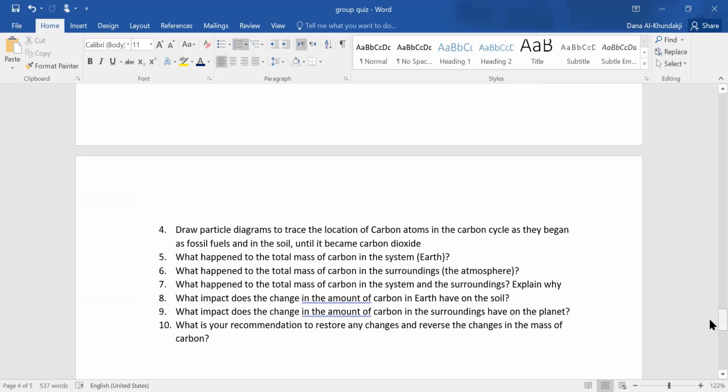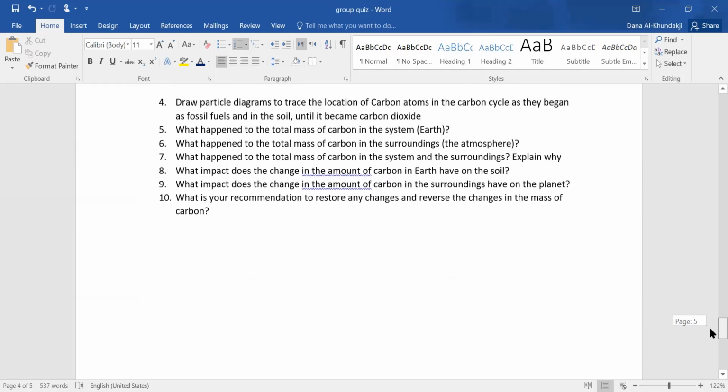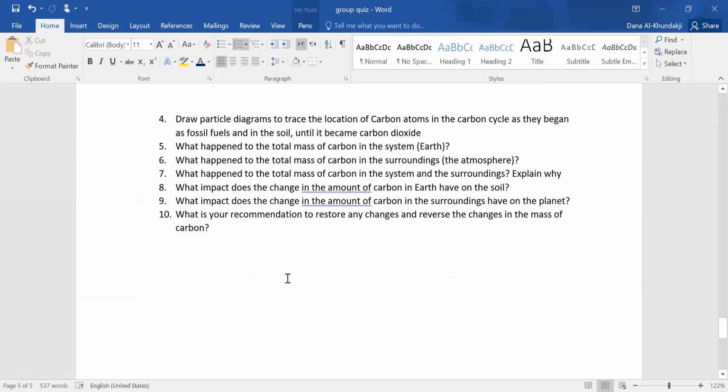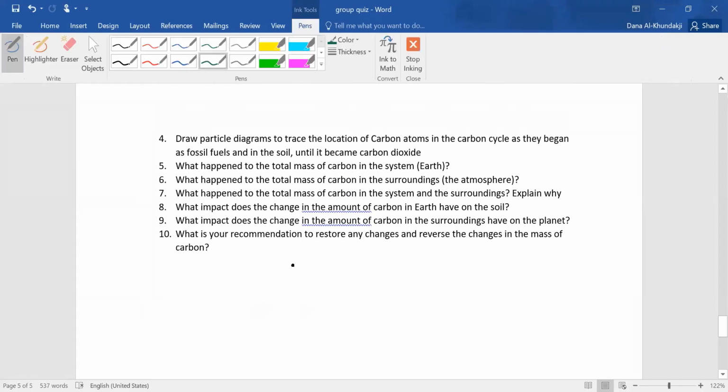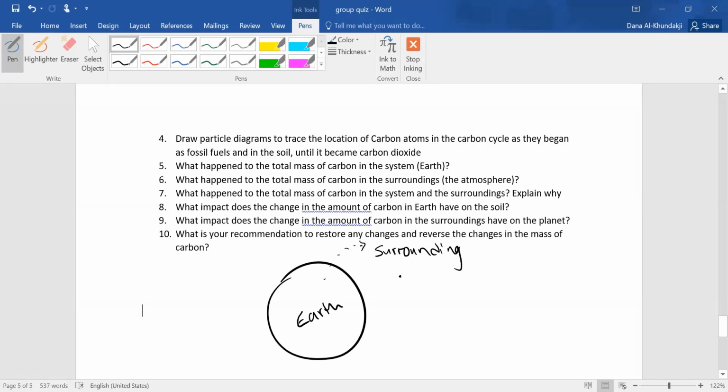So carbon was in the soil or in fossil fuels, locked in, and now it left. And the whole point is to try to lock it back inside. We call it carbon sequestration. So I'm going to draw here now. Carbon used to be here in Earth. That's our system. And then it ended up going to other places, which is basically the surroundings. So you want to tell me what happened there and how it happened, trace it and label it.